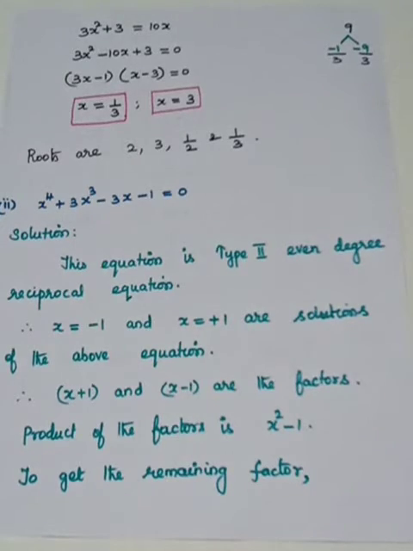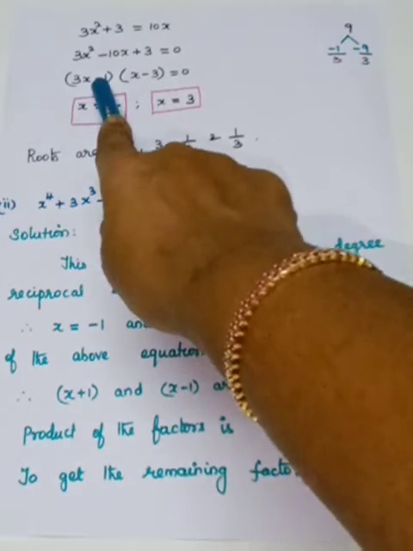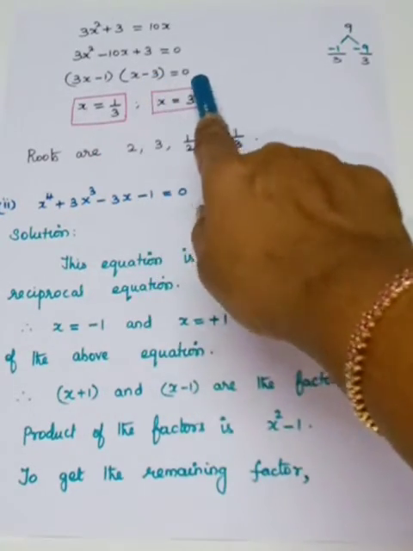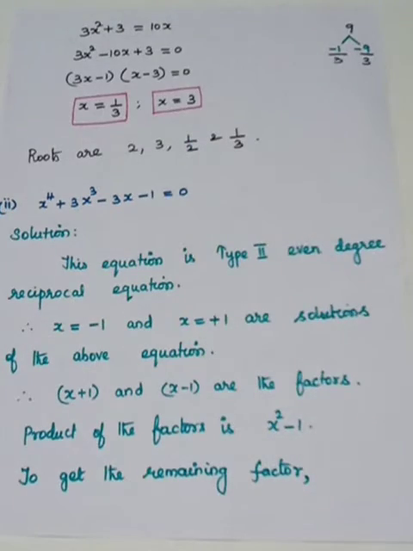So therefore x minus 3 is equal to 0. So x is equal to 1 by 3. When you equate 3x minus 1 equal to 0, x is equal to 1 by 3. x minus 3 is equal to 0 means x is equal to 3. So you are getting the 4 roots. So for a reciprocal equation of first type, even degree, you have to proceed like this.